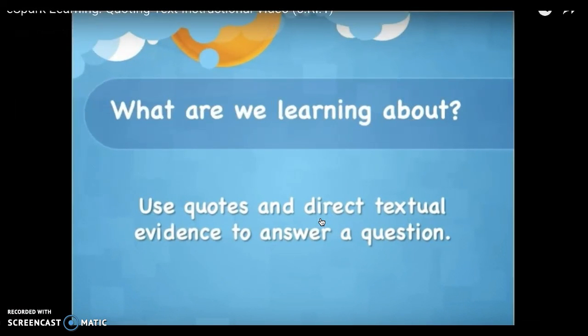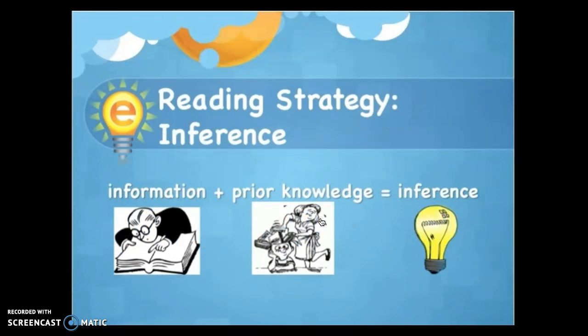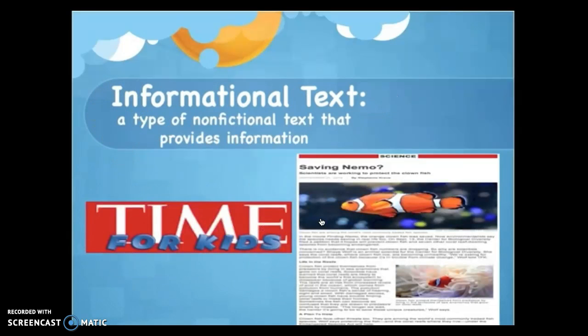Okay, so she talks about using quotes and direct textual evidence from the text to answer a question. The purpose of doing this is to develop the children's reading skills more so they can answer more complex questions based on the text. And then she says, you read information and you take your prior knowledge and then you make an inference. So it's basically a precursor to actually answering questions from the text.